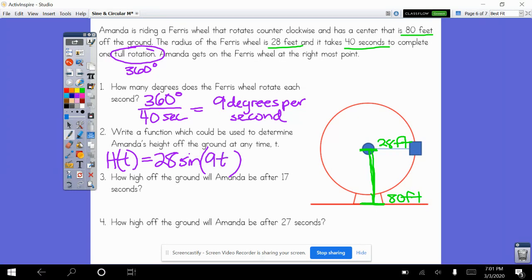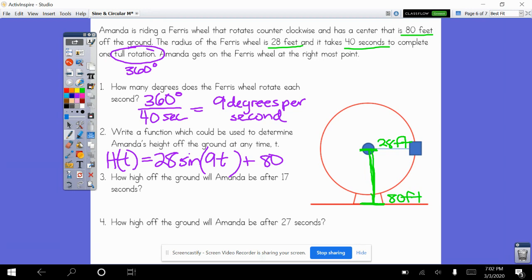So inside the parentheses, we have 9t. It's always the degrees per second that you need to find times t. That's what gives you an angle inside of sine. You can't just put t inside of sine and not multiply by the degrees per second, because you can't plug a time into sine. You have to plug in an angle. The only way to get an angle from the time is to multiply the time by the 9 degrees per second. And the last part of our function is always to add the height from the center, which is 80, the height of the center from the ground. So it's really like the functions we've been writing. It's just a little different because inside the sine, we need to have the degrees per second times t.